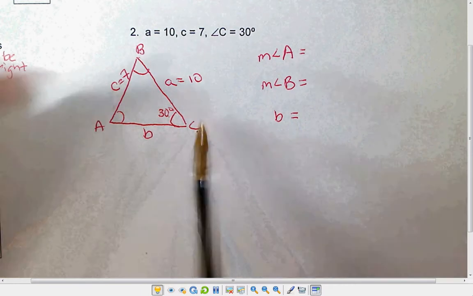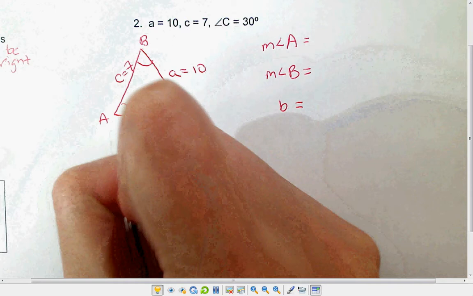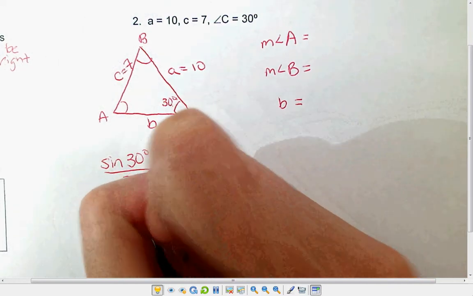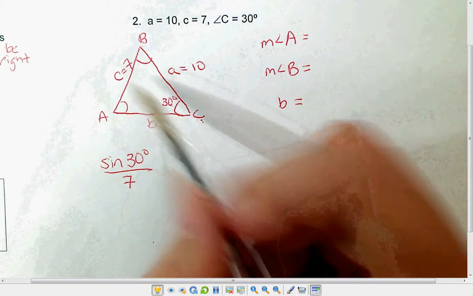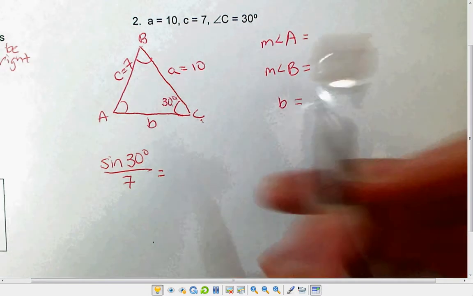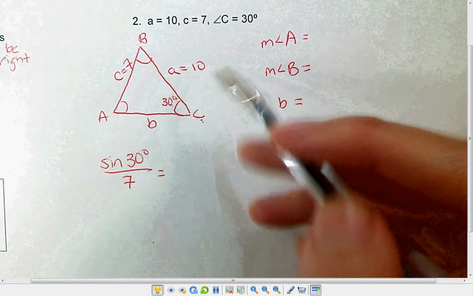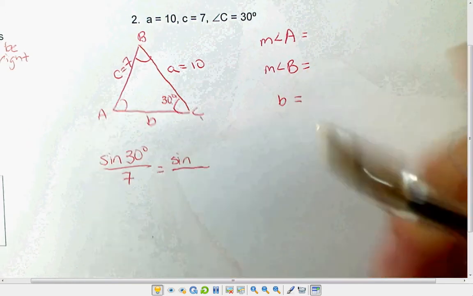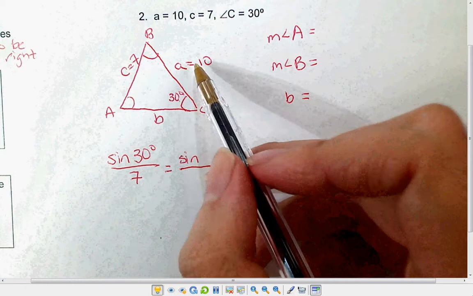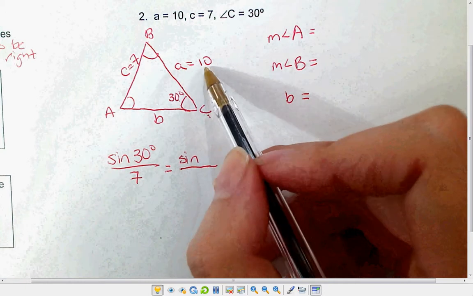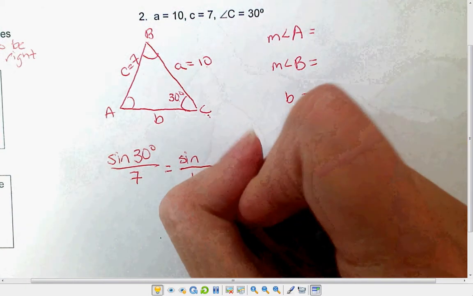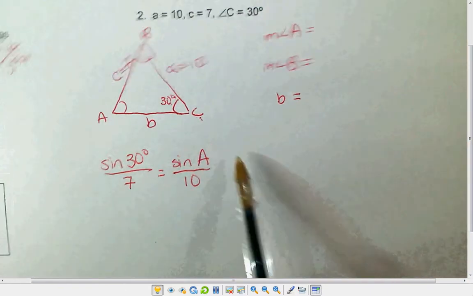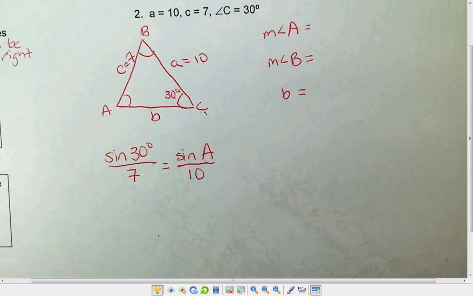So we can start off right away with sine of your angle over the side, making sure they match. These two are both C's. The other one we know is A is equal to 10. So we can set this up to find big A. Be careful here, this A is not your angle, it's your side length. So make sure that this goes at the bottom. We're looking for your angle, which is this A, so sine of A.